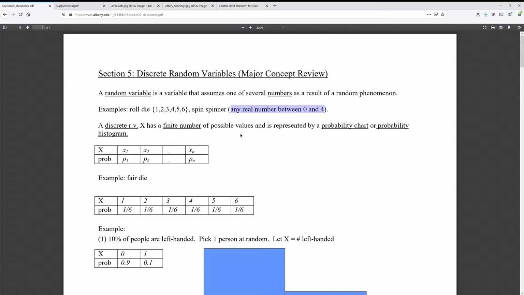So for instance, if you've got 20 people in the room and you pick somebody at random and you measure them, then what number of inches tall they are that you get is an example of a discrete random variable, right? You can get the height of the first person or the second person or the third person or the 19th person or the 20th person, right?